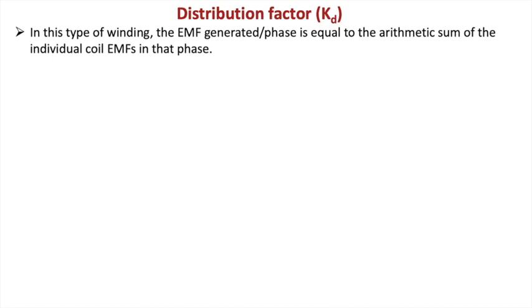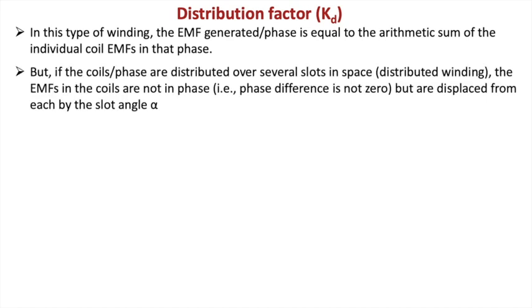For this type of winding, the EMF generated per phase is equal to the arithmetic sum of the individual coil EMFs in that phase. But if the coils are distributed over several slots, in that case the total EMF of the coils has to be the phasor sum of all the waveforms added together. It won't be the arithmetic sum.